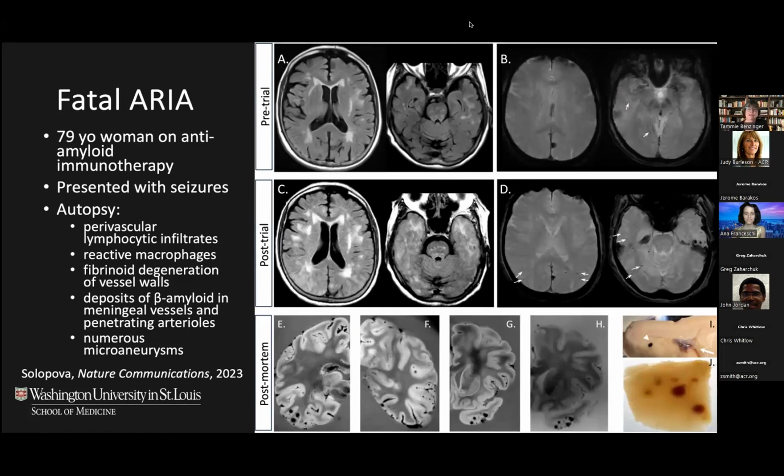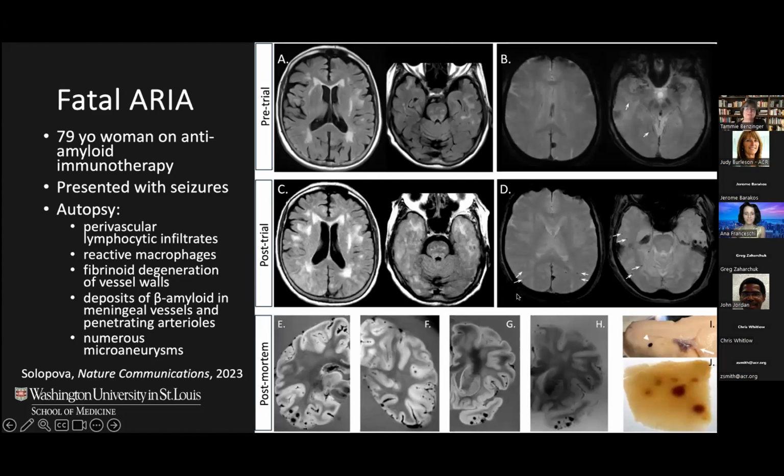And what you can see on these images, on the baseline FLAIR compared to during treatment when she starts to come in with seizures, are these multifocal areas of white matter hyperintensity increasing, and in particular, the swelling. So effacement of the sulci, sulcal effusions, and then the hemorrhages. So microhemorrhages in the parenchyma, as well as superficial siderosis.